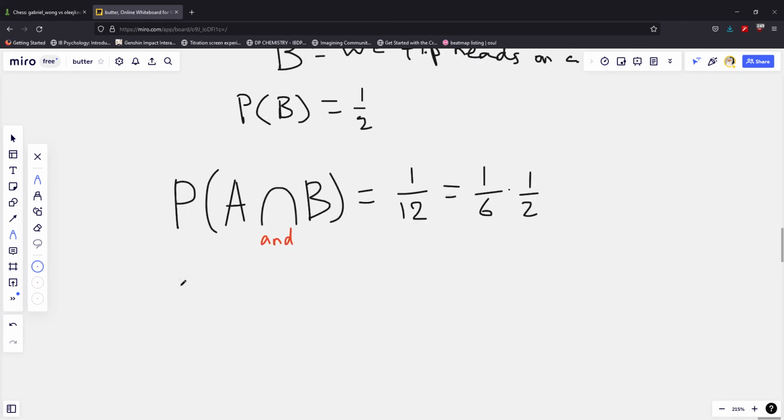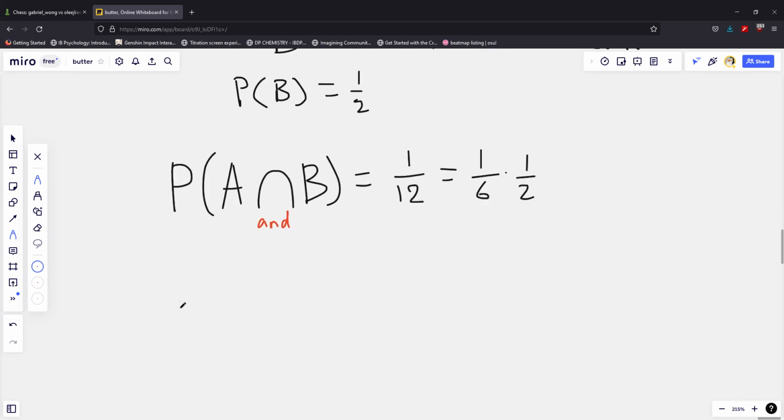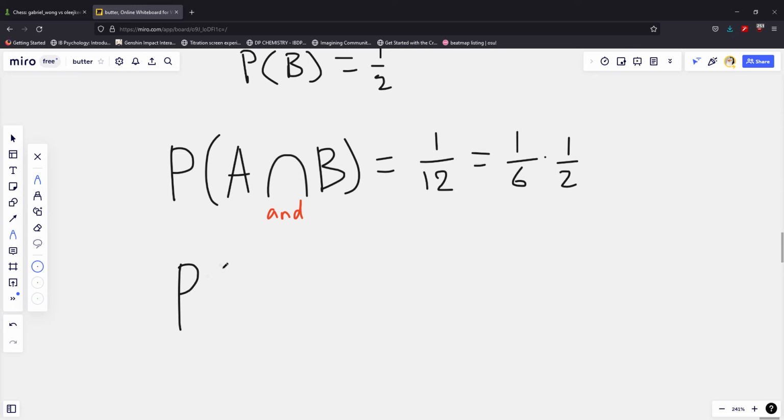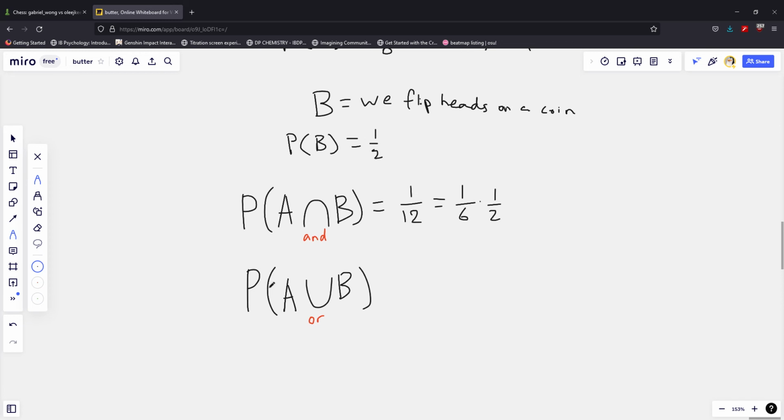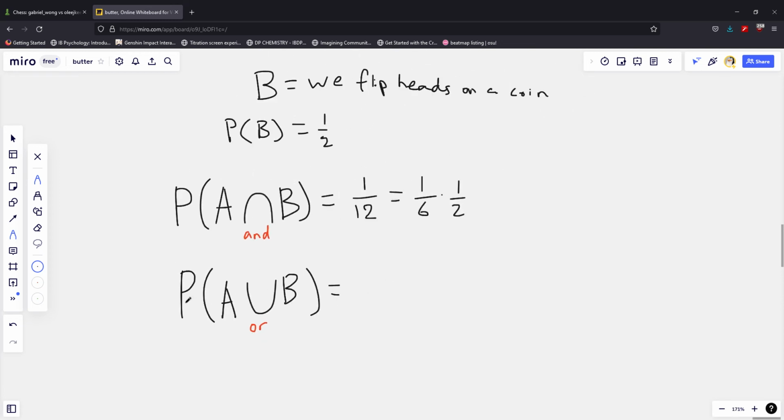What if I wanted to find the probability of just at least one of these occurring? So either I can roll a 1, or I can flip a heads and I'll be happy either way. To do this, we use, you may have guessed this, the union symbol. The union symbol is just a backwards intersection. Think of this as an OR statement. We're asking the probability of A or B occurring. We're fine with either one. Both can occur, that's okay too. But we just need at least one.